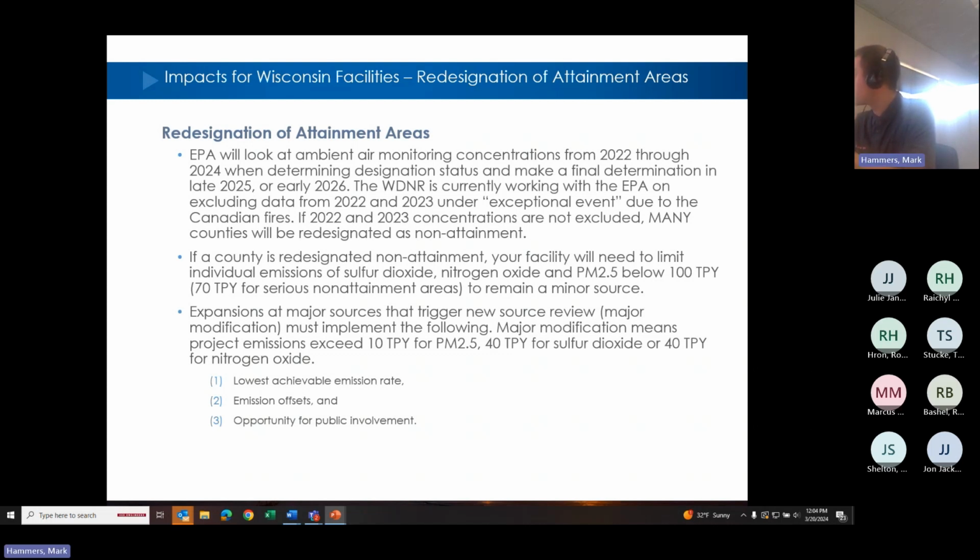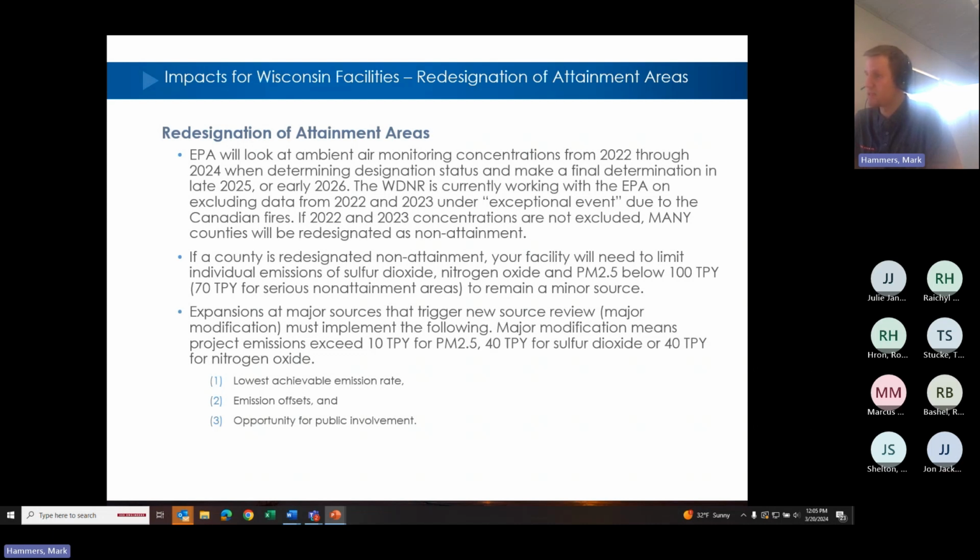So what does that mean for expansions going forward? Well, if you have an expansion at a major source that triggers new source review, you have to apply the 3 criteria listed on the bottom of this slide. Now, what is new source review? What is triggering major modification under new source review? Well, if the emissions from your project exceed 10 tons per year for PM2.5, 40 tons per year for sulfur, or 40 tons per year for nitrogen oxide, then you trigger a major modification.